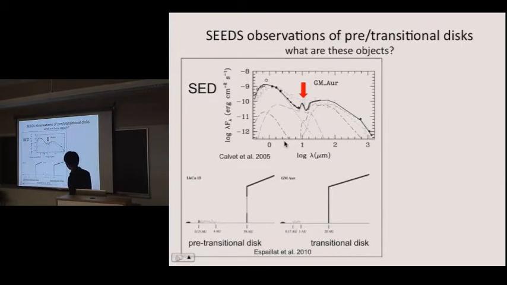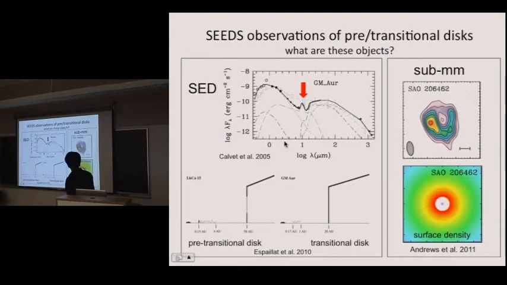For a transitional disk, they mean the inner part of the disk is optically thin. For a pre-transitional disk, they mean that in the inner part of the disk there is an optically thick wall as a rim. Whether the pre-transitional disk is really pre-transitional is debatable. So this is the SED. The other characteristic signature for a transitional object is their SMA interferometer image.